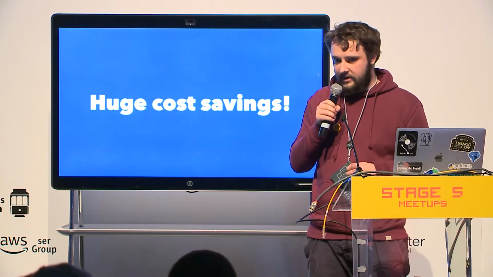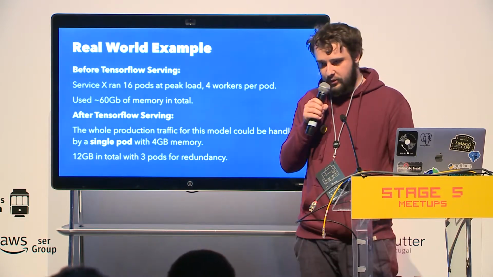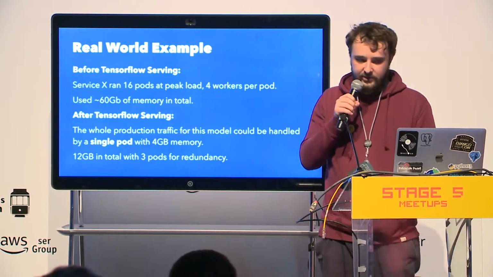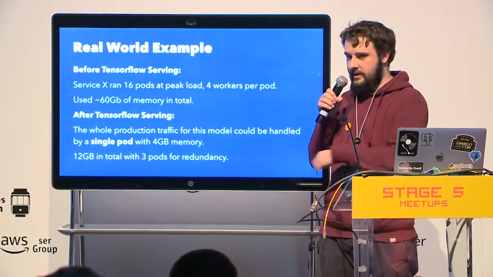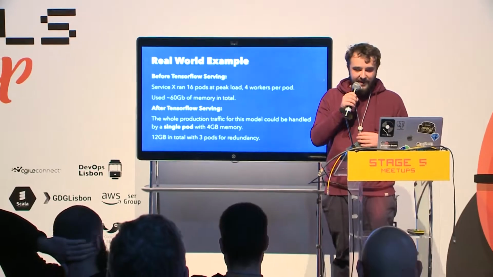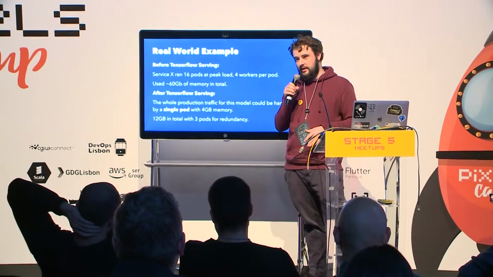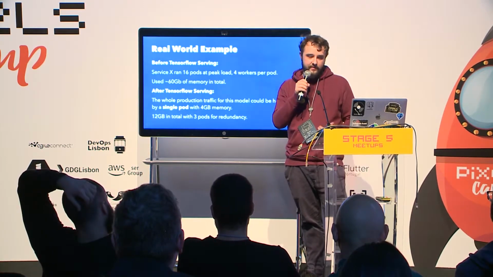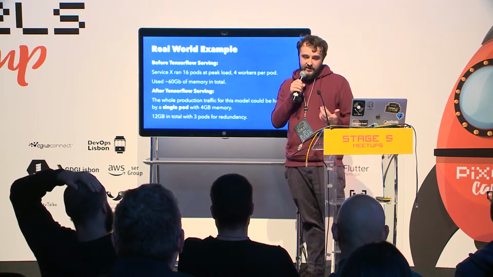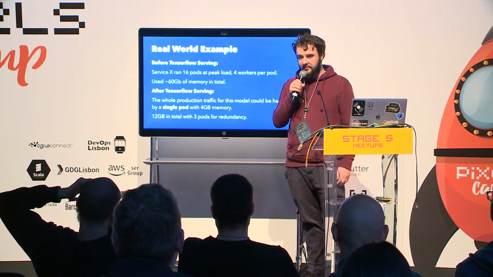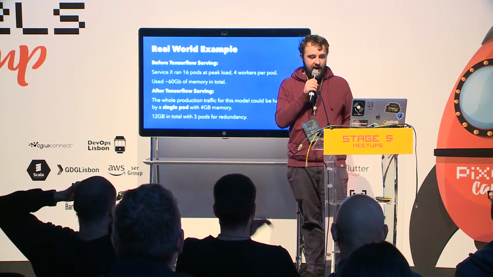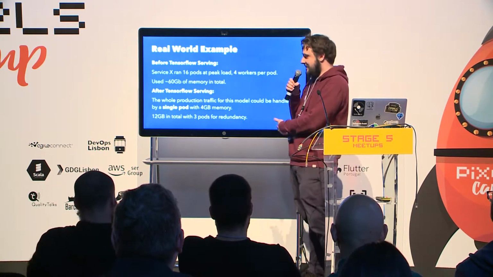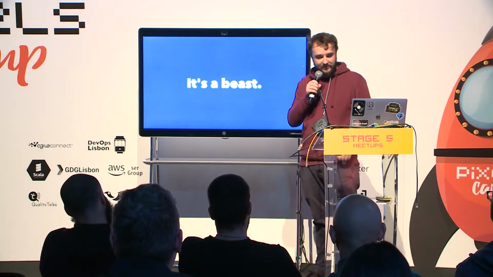There are huge cost savings with this. So this is a real-world example. One of our pretty cool applications. Before TensorFlow Serving, it ran 16 pods with 4 workers per pod. This is a kind of peak load. And it used about 60 gigabytes in production. We run a lot of models, so this is just one part of the whole complicated pipeline that we have. But 60 gigs is quite a bit, and it's expensive. After TensorFlow Serving, the whole thing could be served with 4 gigs of memory. It handled it easily. Unfortunately, my boss was like, yeah, it needs to be redundant, so it's 12 gigs. But it could just be 4 gigs. The point is, it's a beast. It really is.